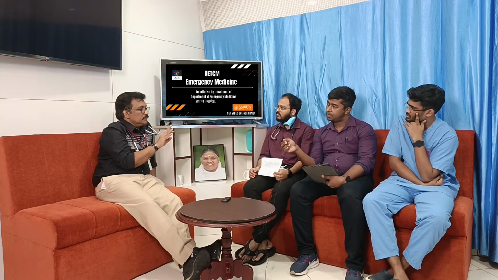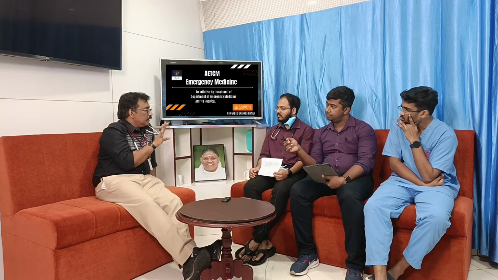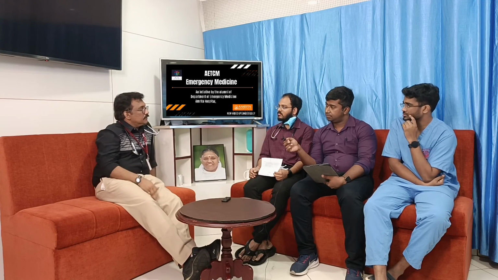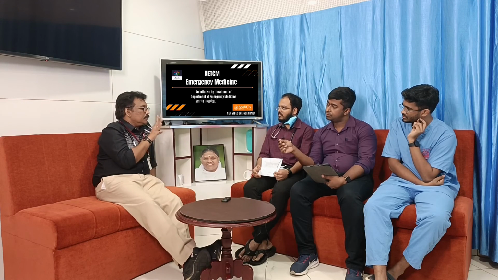Non-malignancy means tuberculosis, sarcoidosis, all these things also give you hypercalcemia. Malignancy also gives you hypercalcemia. What is the basic difference? Response to general treatment. The treatment response is good in non-malignancy-induced hypercalcemia. Treatment response is poor in malignancy. Resistance to treatment is a sign of malignancy.